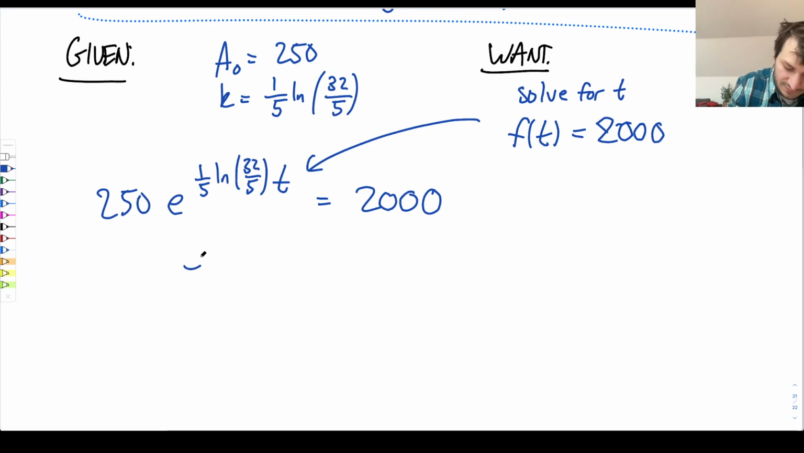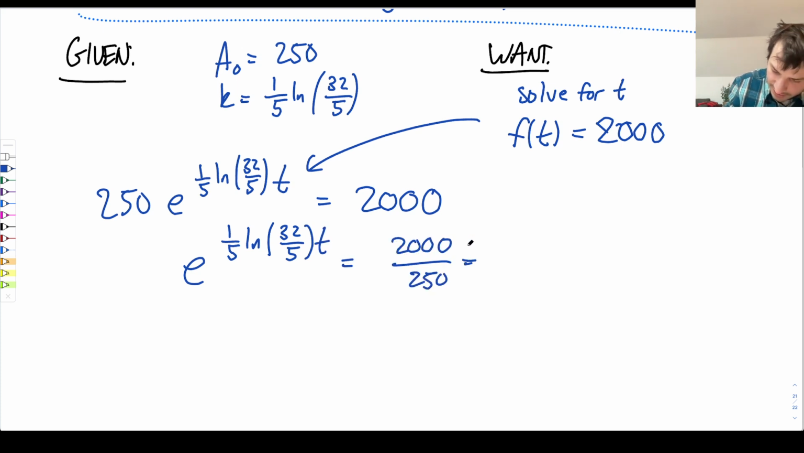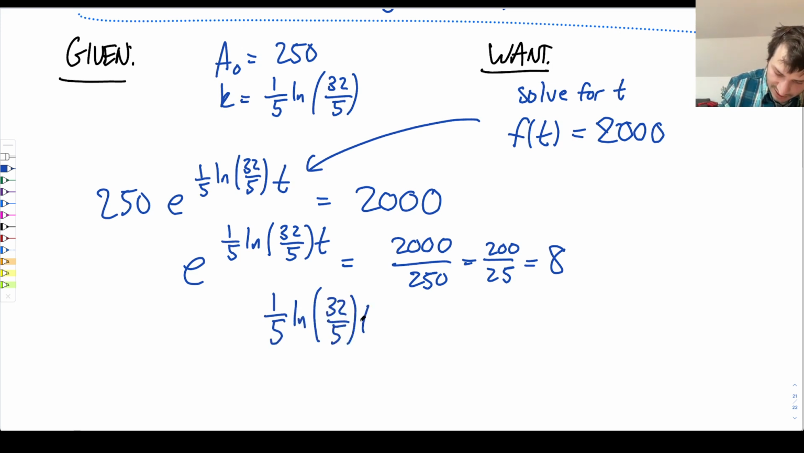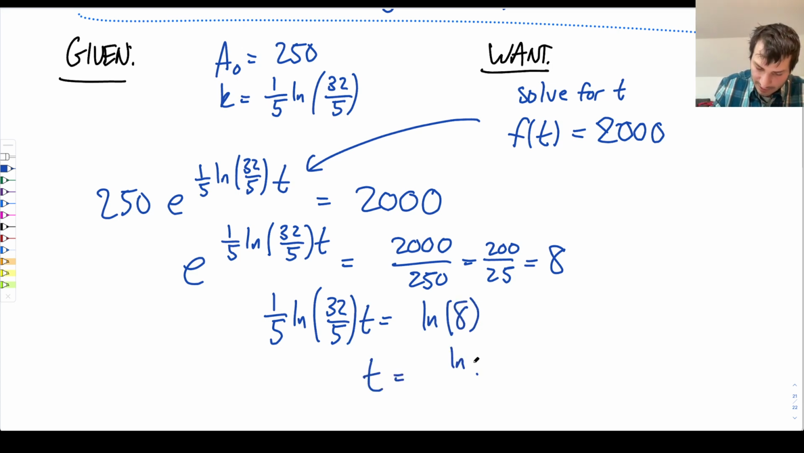Let's start by dividing by 250. E to the 1/5 ln of 32 over 5 t is 2,000 divided by 250. 2,000 divided by 250 is 200 divided by 25, also known as 8. Okay, that's good. So e to the something equals 8. You can undo the e with a ln, or you can write 8 as e to the ln of 8. Either way, you get the equation 1/5 ln of 32 over 5 times t is equal to the ln of 8. And now you just rearrange. T is the ln of 8 times 5 divided by the ln of 32 over 5.